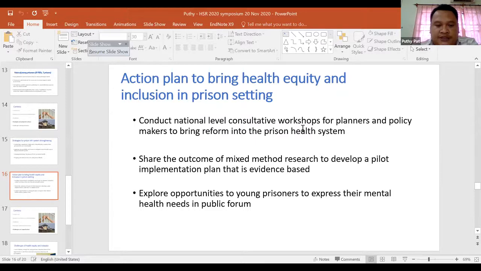We also try to explore the opportunity to help young prisoners to express their mental health needs in public forums. So we discussed with the prison authority the possibility of organizing a World Mental Health Day in the prison, to allow the prisoners to express their needs in a public forum.